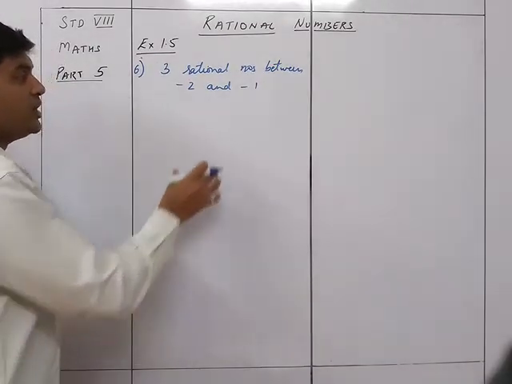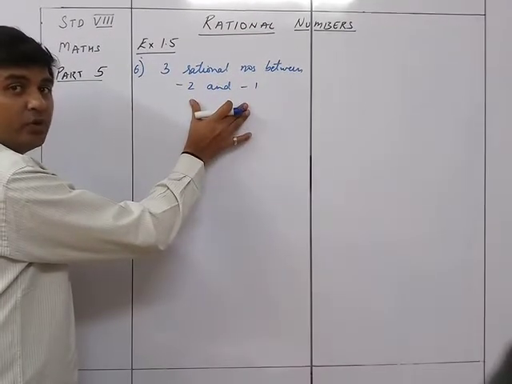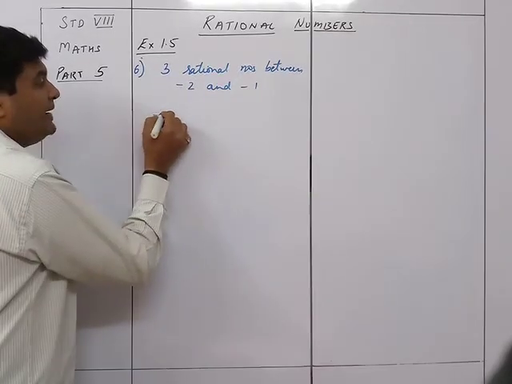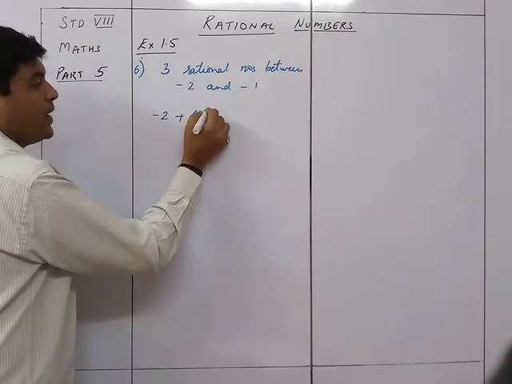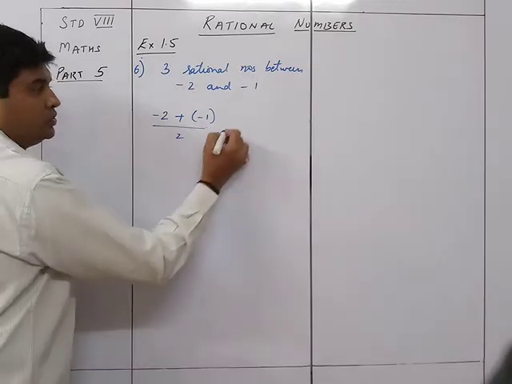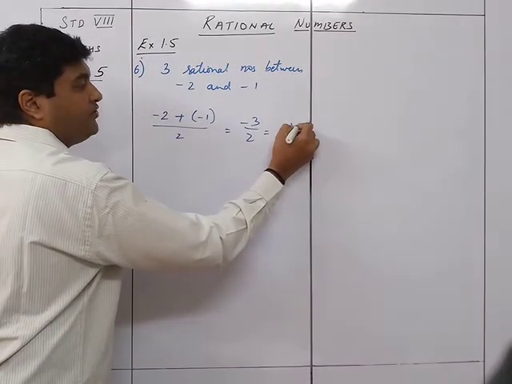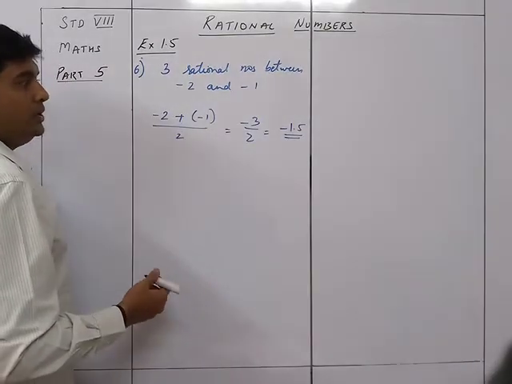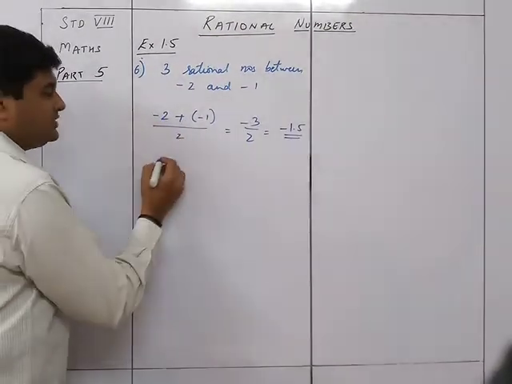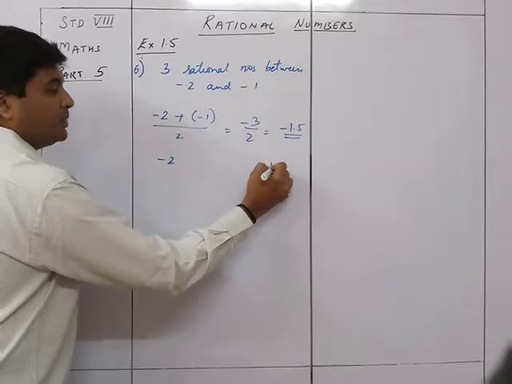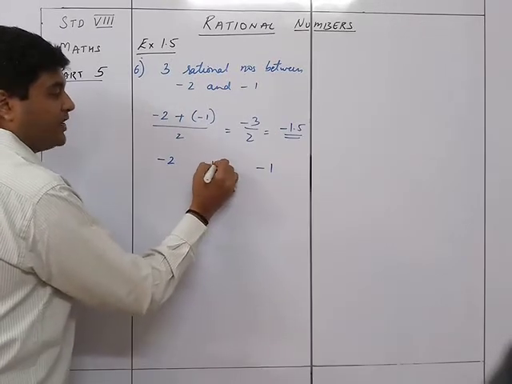तो ये दोनों का middle term कैसे मिलेगा? Sum of the two divided by 2. So it will be minus 2 plus minus 1 whole upon 2. That is nothing but minus 3 upon 2, which equals minus 1.5. Now what has happened? That means between minus 1 and minus 2 there is minus 1.5.